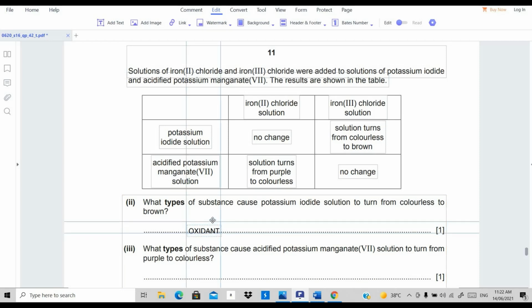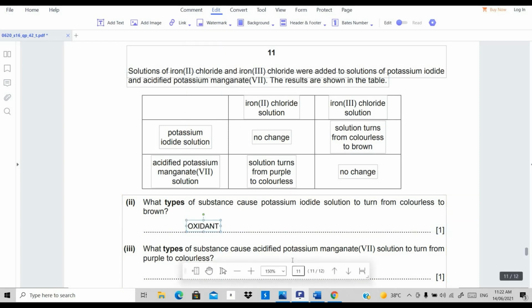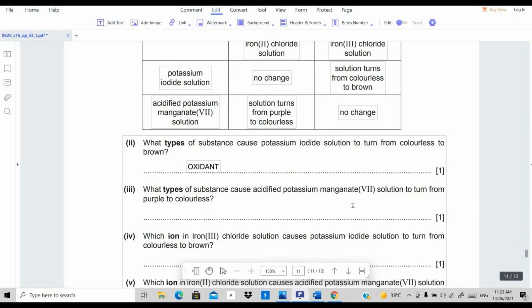Which type of substance causes acidified potassium manganate 7 solution to turn from purple to colorless? Now, in the second part, it's losing its color. This means it is getting reduced. So this is a reductant, right? And I hope you're getting me. So you can just make estimations of these. So it's a reductant.